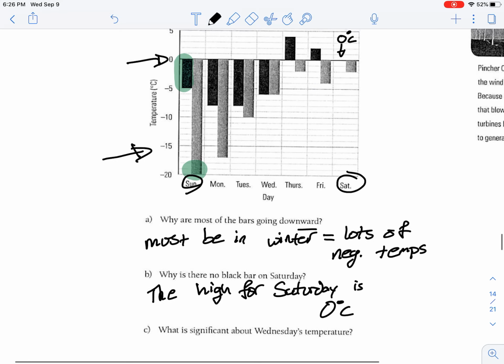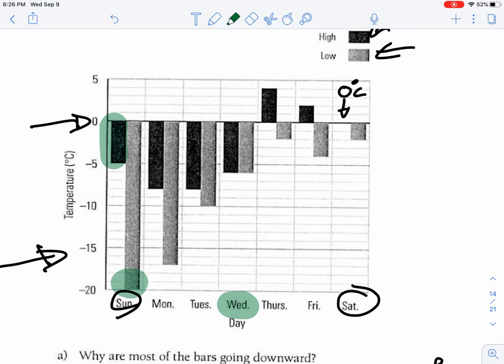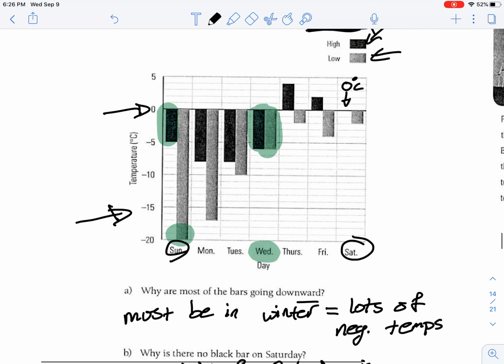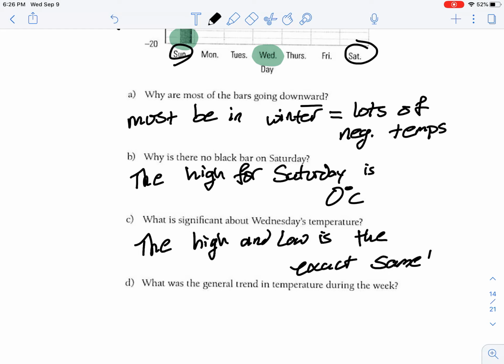And what is significant about Wednesday's temperature? If we look at Wednesday's temperature, what do you notice? That the high and the low of that day is the exact same temperature. It looks like it's going to be -6 degrees. So the high and low temp is the exact same.